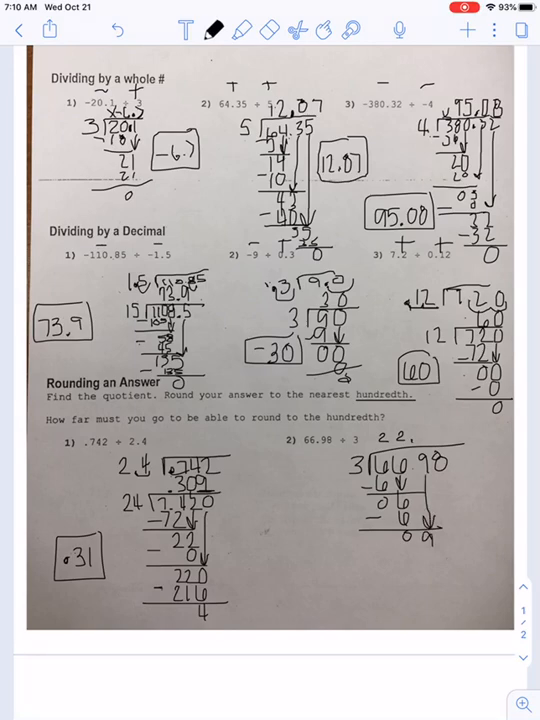3 can go into 9 3 times. That gives us a 9. Subtract that, we get a 0. Bring down the 8. 3 can go into 8 2 times. That would give us 6. And that would leave us with 2. Remember, we only have the hundredths place, so we're going to have to add a 0 and bring it down. 3 can go into 20 6 times.